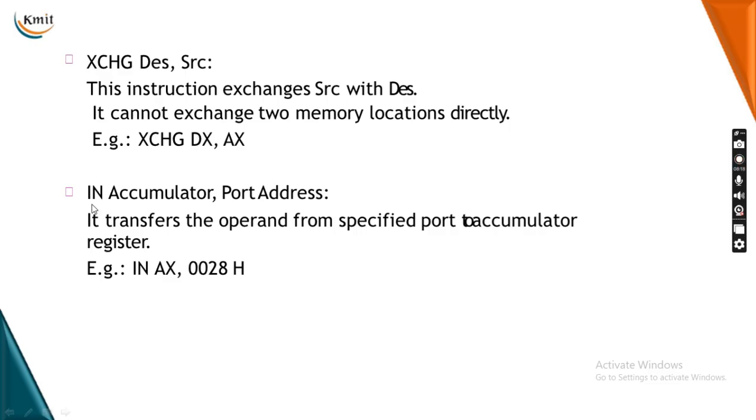Next, we have IN. If you want to give a port address to the accumulator, it transfers the operand from the specified port to the accumulator register. So IN AX, 0028H is giving the specified port address as 0028H, and the data goes to your accumulator.